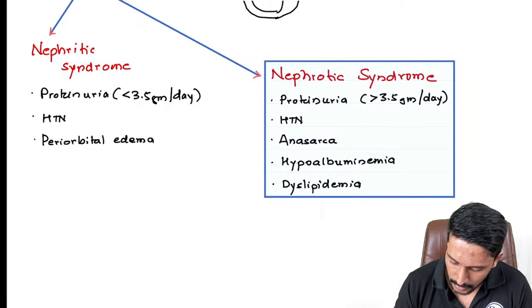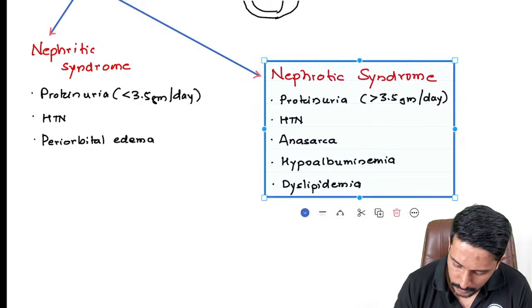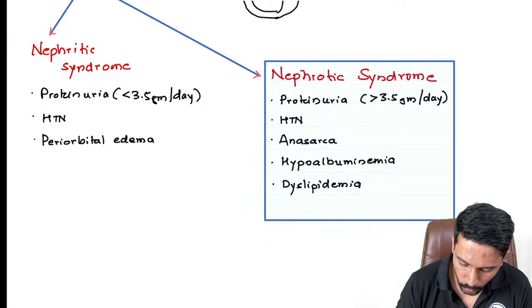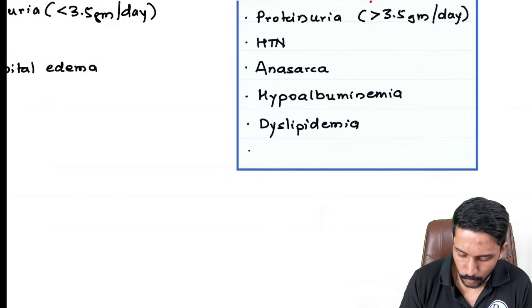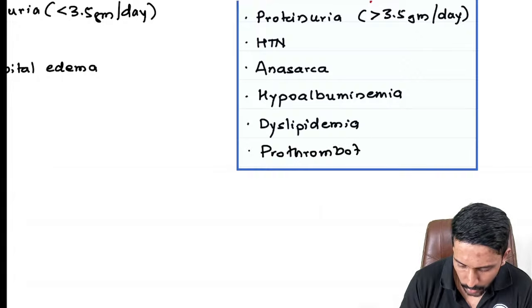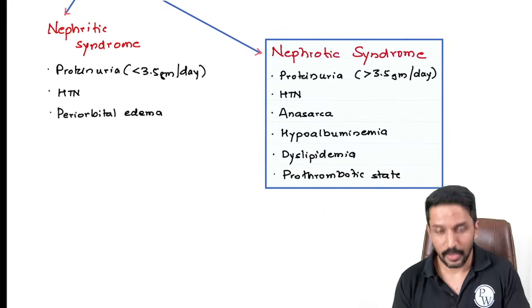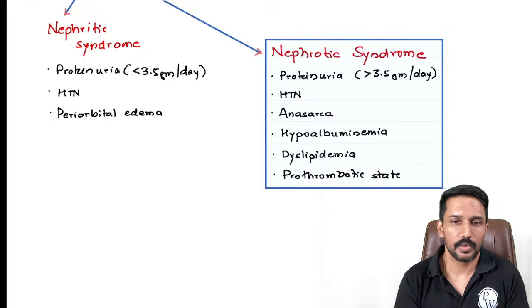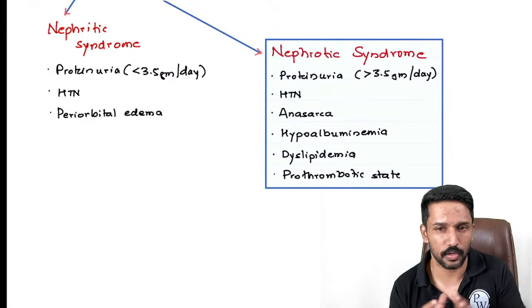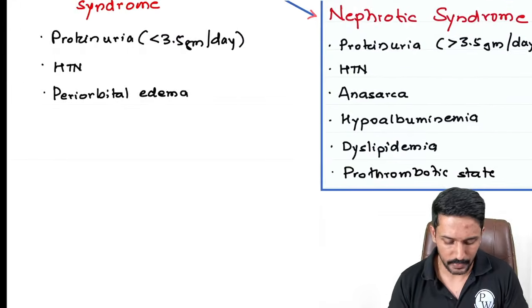Apart from that, these people are also losing the coagulation factors and they may be prone to developing thrombosis. So this is a prothrombotic state. They're losing antithrombin 3, protein C, protein S, all these substances, and because of that, they are prone to developing clots. So it's a prothrombotic state.